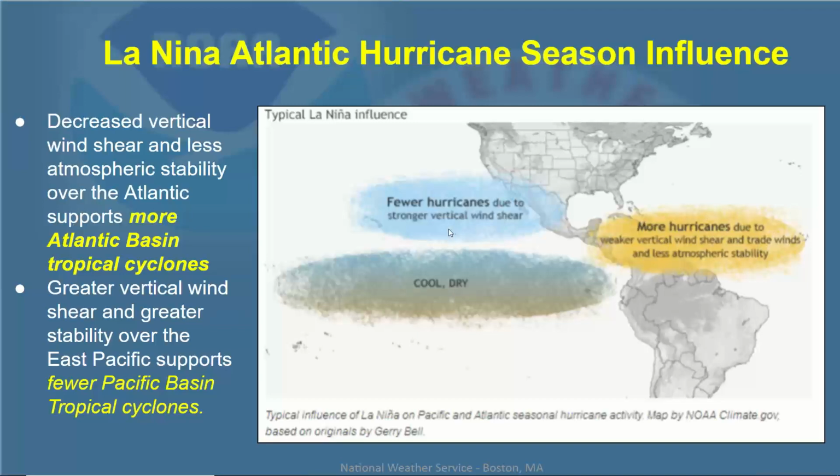Now notice the opposite is true in the Pacific. In the Pacific during La Nina, there's greater vertical wind shear, greater stability as opposed to instability. So this supports fewer tropical cyclones across the Pacific basin. So much like last year, we think much of the activity for hurricanes will be over the Atlantic as opposed to the Pacific. Not to say they're going to get nothing in the Pacific, they will, but certainly fewer than average are expected during a typical La Nina season.